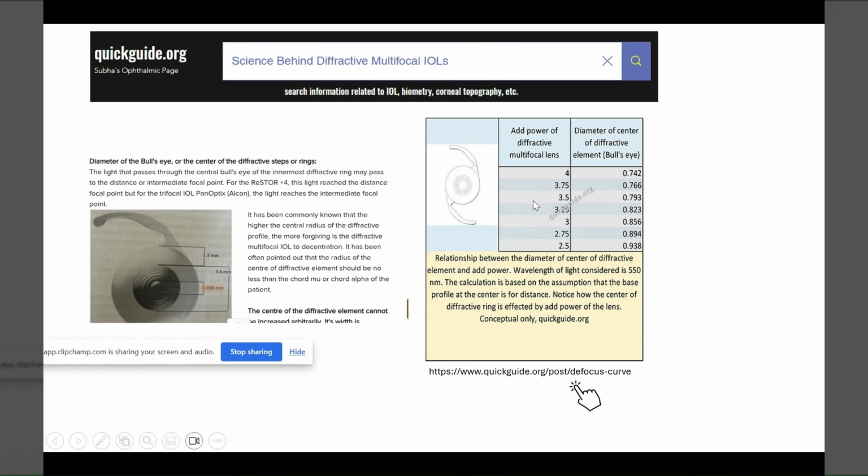Here I have explained in terms of the bifocal IOLs that the higher the add power of a lens, the lower the diameter of the first step, the first bullseye. But if you come down with your add power, then the diameter becomes bigger. So these explanations are there. You could search in my blog, Science Behind Diffractive Multifocal IOLs, and you will get the article.